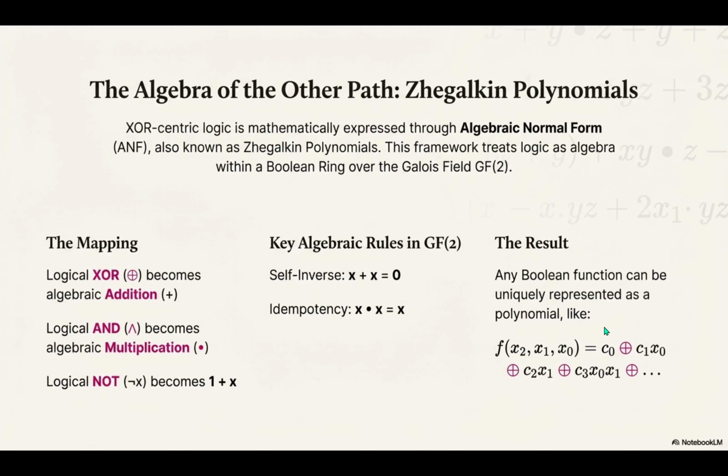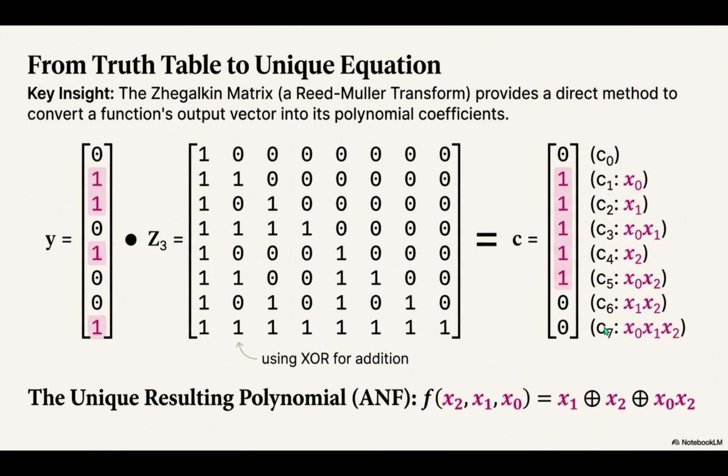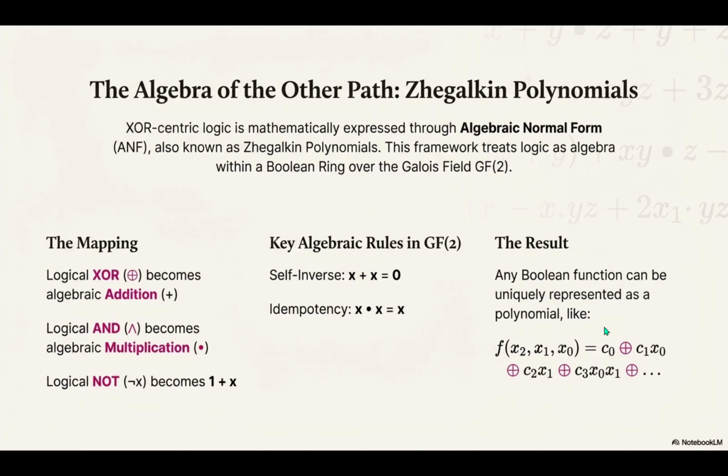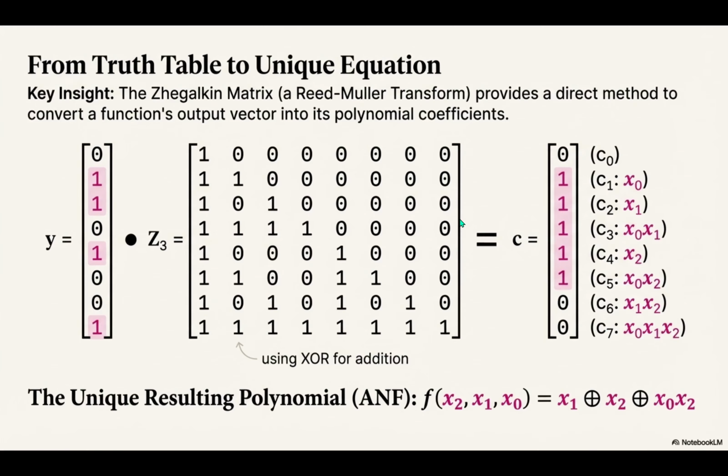It is. And what the sources show is that the practical application is surprisingly elegant. You don't have to derive this polynomial by hand. So how do you do it? You can use a direct computational method. It's often related to the Reed-Muller transform that uses a matrix, the Zhegalkin matrix, to convert a function's truth table output vector directly into its unique polynomial coefficients. So that's the mathematical fingerprint you mentioned.